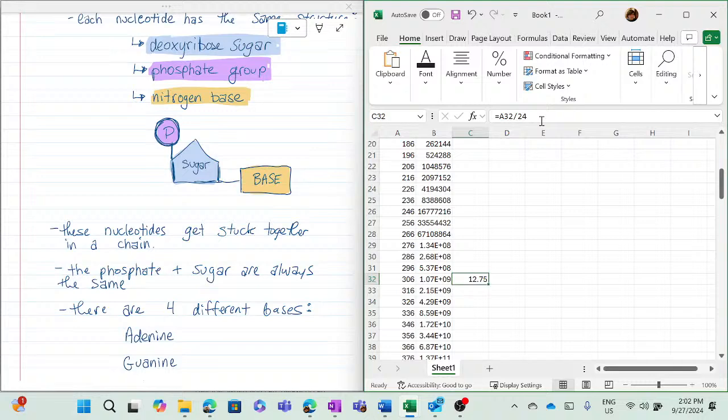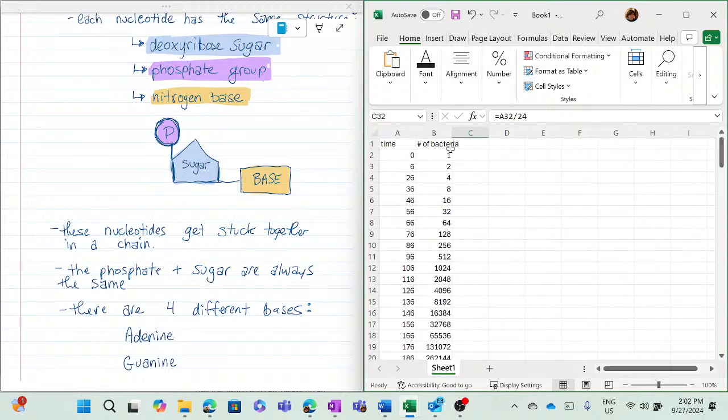Bacteria reproduction happens fast. Because again, once you go from 1 to 2, both of those can reproduce. Once you go from 2 to 4, all 4 of them can reproduce.